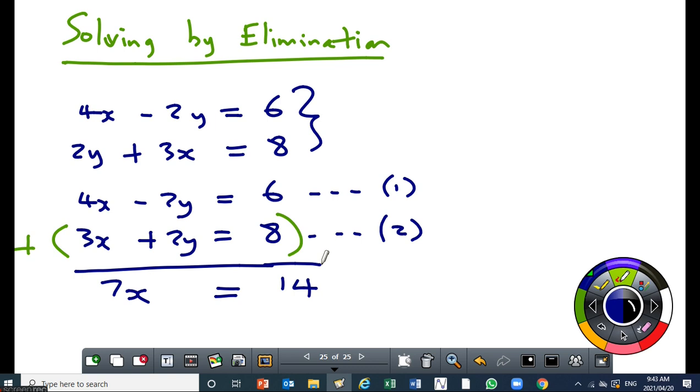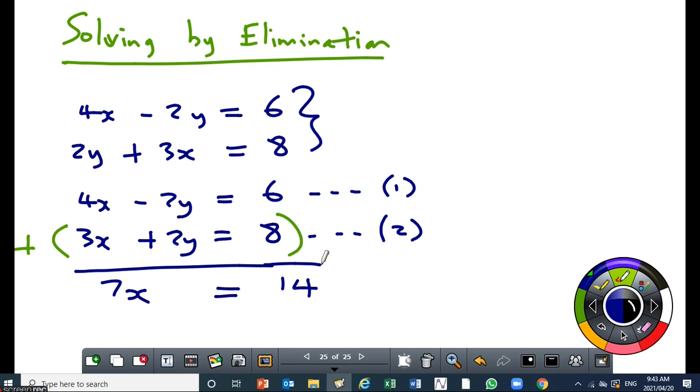Sometimes you may need to multiply both equations by a certain factor. For example, if I wanted to eliminate x here, I have to multiply equation 1 by 3, equation 2 by 4. Then I'll subtract the two equations to eliminate x. Are you following that? I'm going to repeat that. If I wanted to eliminate x here, I would have to multiply equation 1 by 3, equation 2 by 4.